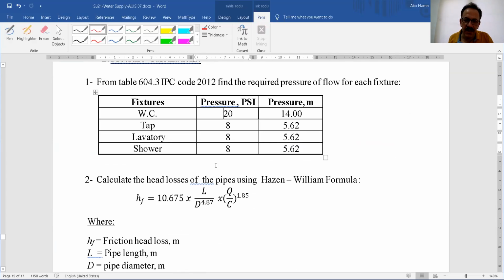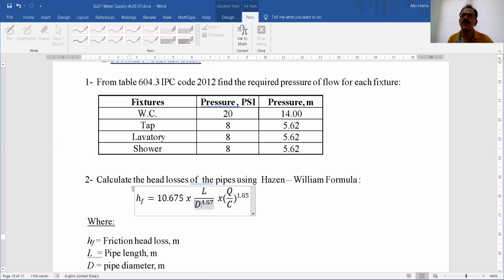Now, I have the length of the pipe, from A to B, from B to E, and I have the diameter, which is 0.75 inch. I have the Q, which is given, and I have the C. Because it's Hazen-Williams, you can use 120 for C, and then after that use this equation.